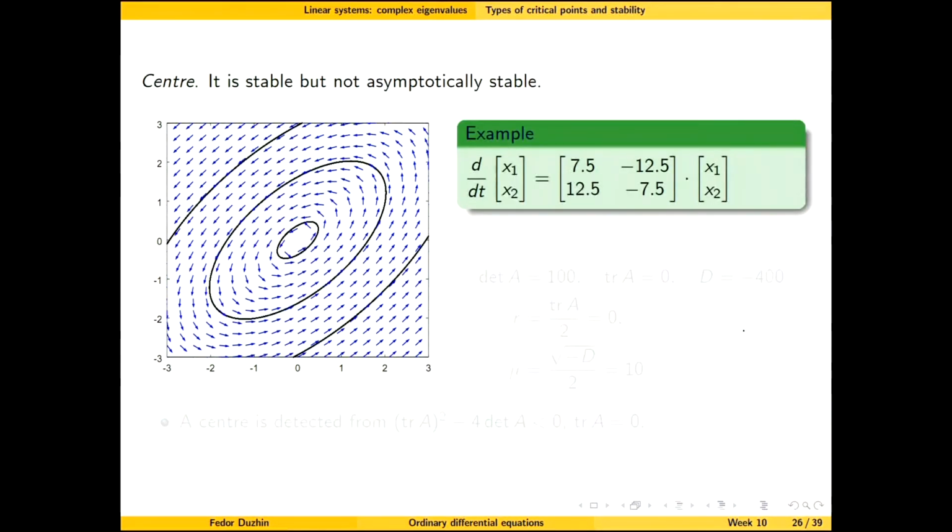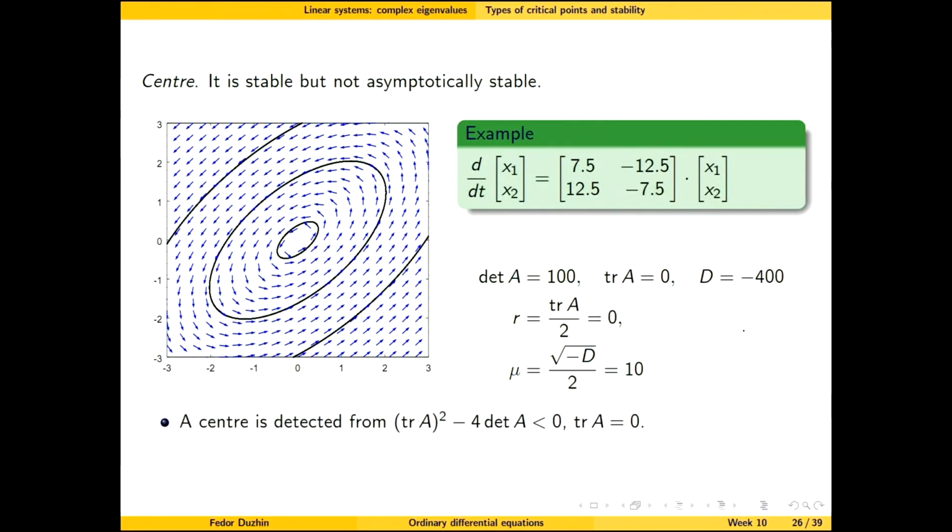Well, and finally we have a center. The center happens when the trace of the matrix is exactly 0, and the determinant has to be still positive. Of course, if the trace is 0 and the determinant is positive, then the discriminant is automatically negative, because the discriminant is trace squared minus 4 times the determinant. So the center is stable but not asymptotically stable.